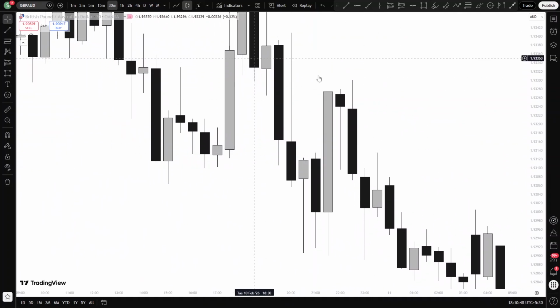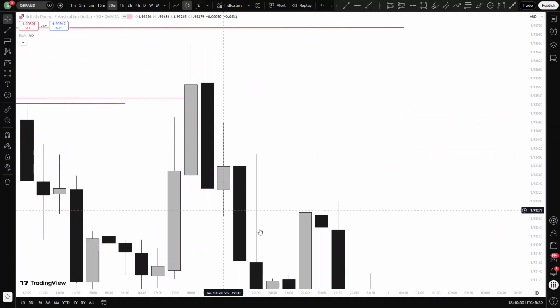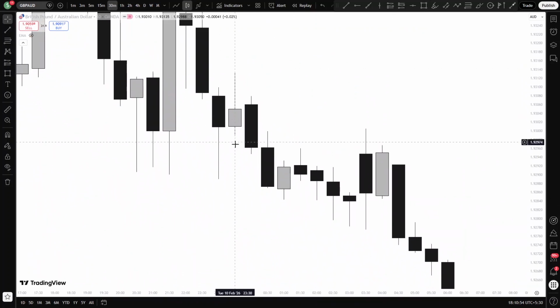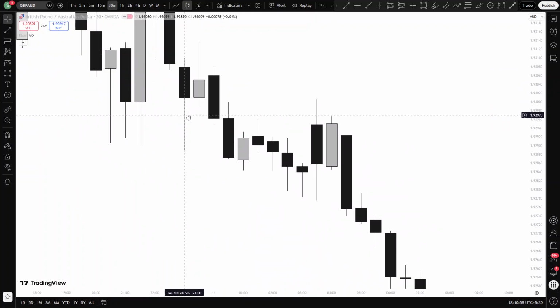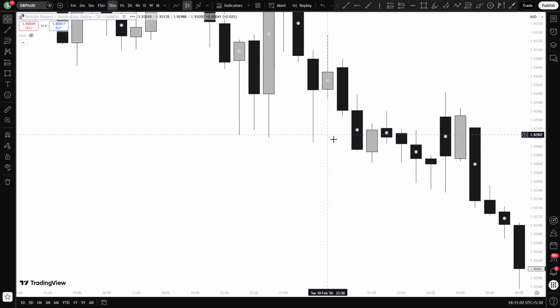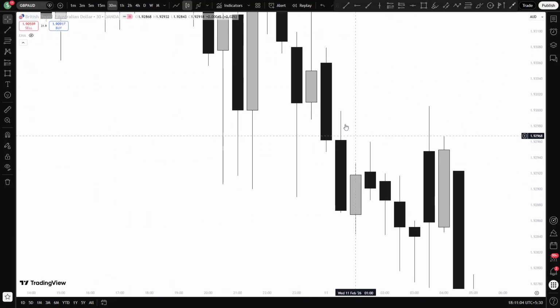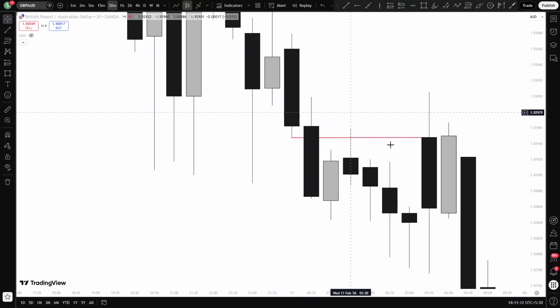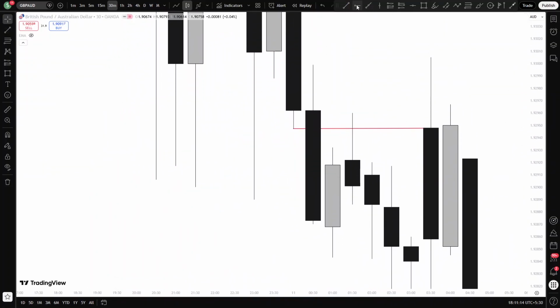Do we have any fair value gap here? No, there is no fair value gap. There is no fair value gap here. Nothing. At last we have a fair value gap. This is where our fair value gap is. This is our fair value gap. Okay.